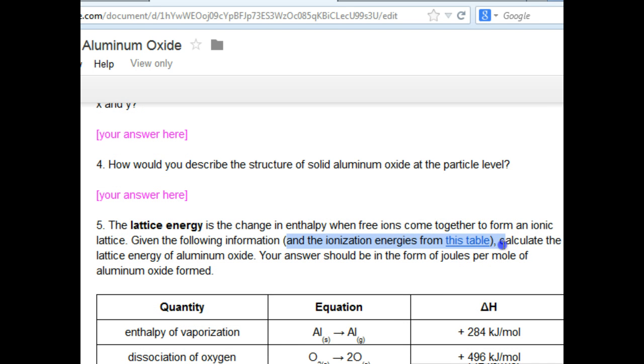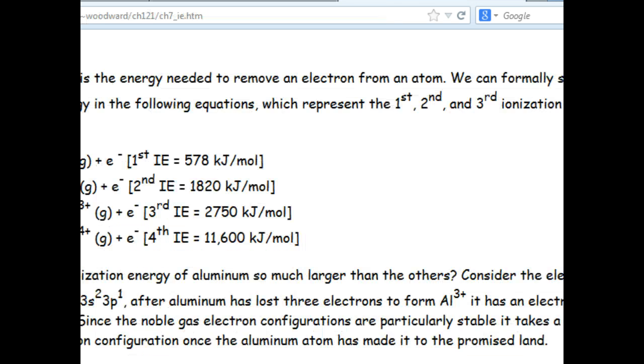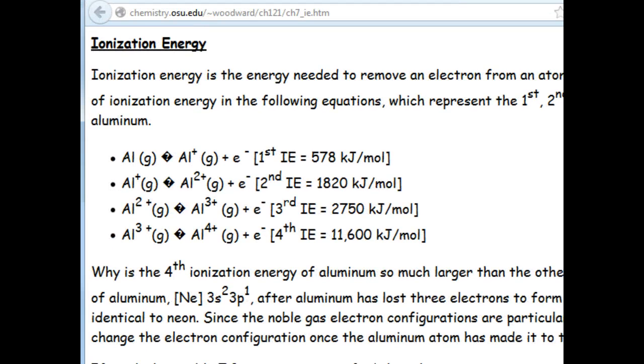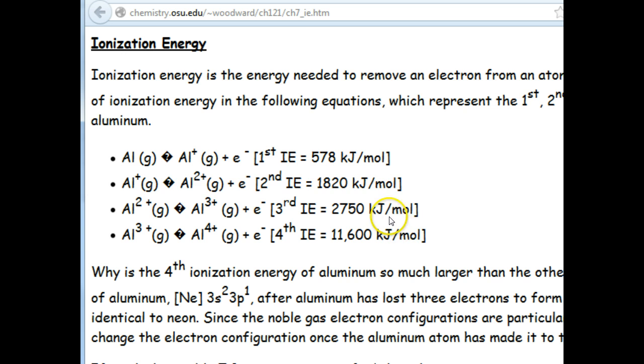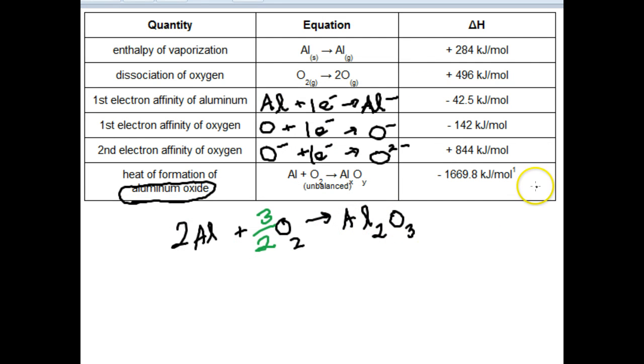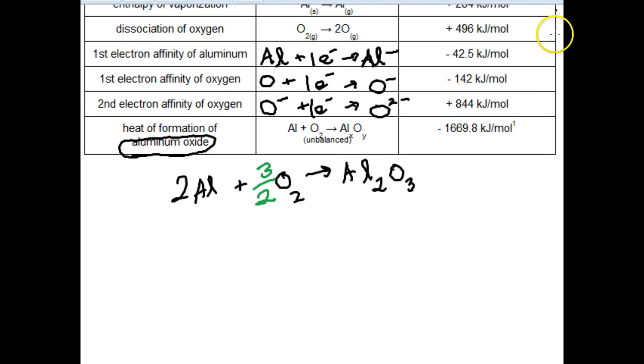those data are the ionization energies. Now, I don't have access to the table that your teacher linked here, so I just got the ionization energies from a different website, Oregon State University, but these are probably very close to the ionization energies that your teacher gave. Okay, so I will list these in purple.